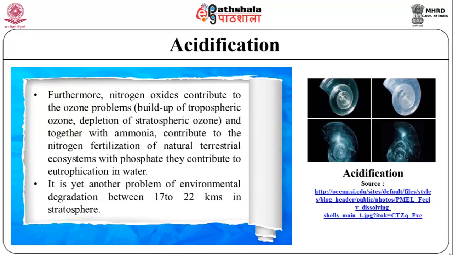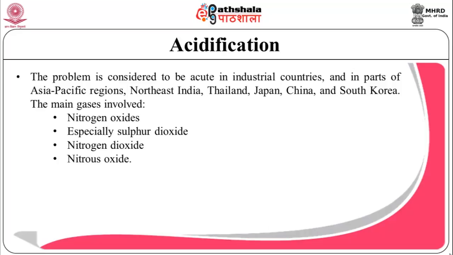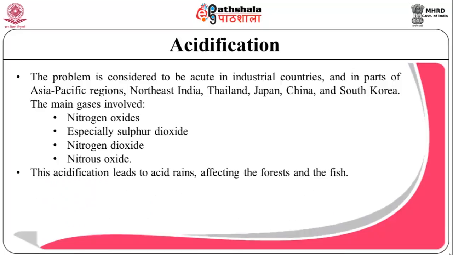It is yet another problem of environmental degradation, occurring between 17 to 22 kilometers in the stratosphere. The problem is considered to be acute in industrial countries and in parts of the Asia-Pacific region: Northeast India, Thailand, Japan, China, and South Korea. The main causes involved nitrogen oxides, especially sulfur dioxide, nitrogen dioxide, and nitrous oxide. This acidification leads to acid rains affecting the forest and the fish.